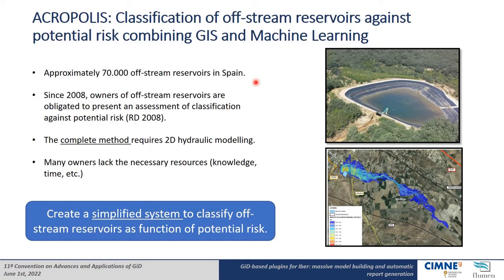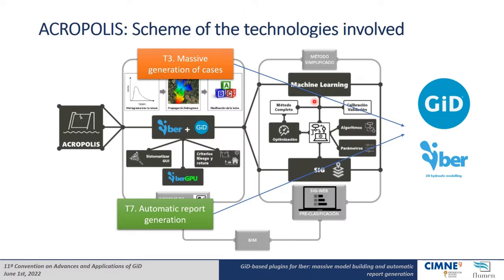Therefore, the project proposed the creation of a simplified system to classify upstream reservoirs as a function of potential risk using machine learning. The project entails a series of tasks, as we can see in the figure. These tasks involve data generation for machine learning model training and report generation of the complete methodology. Hence, the developed plugins aim at solving 2 tasks of the project using GID and Iber.